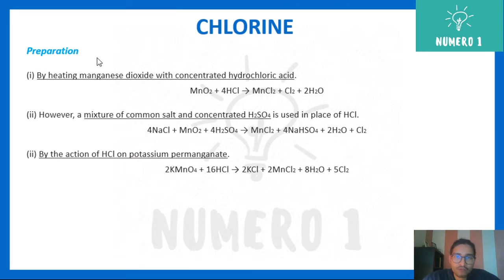So, preparation of chlorine. You can see chlorine can be prepared by the following three methods. First method is heating manganese dioxide with concentrated hydrochloric acid. So what you will get is MnCl2 with Cl2. This Cl2 is your chlorine. In the same way, mixing common salt with concentrated H2SO4 will again produce your Cl2. The third method is the action of HCl on potassium permanganate. Potassium permanganate is KMnO4 with HCl. You will see again you are producing your chlorine gas.